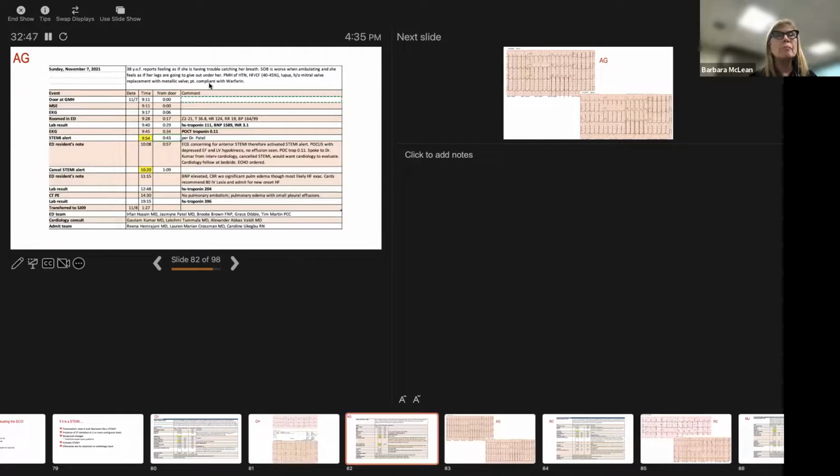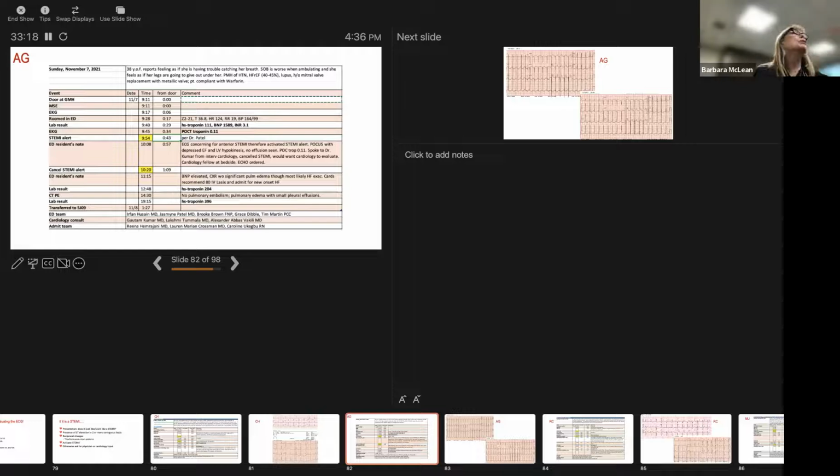So we're going to look at her, a 38-year-old woman feeling unwell, and she's having trouble catching her breath. Her shortness of breath gets worse when she's moving, and she feels as if her legs are going to go out from under her. Previous medical history of hypertension, and she has heart failure with a preserved ejection fraction. When we talk about that, it's called HFpEF. Her ejection fraction is 40–45%. So we already know she has some heart failure.